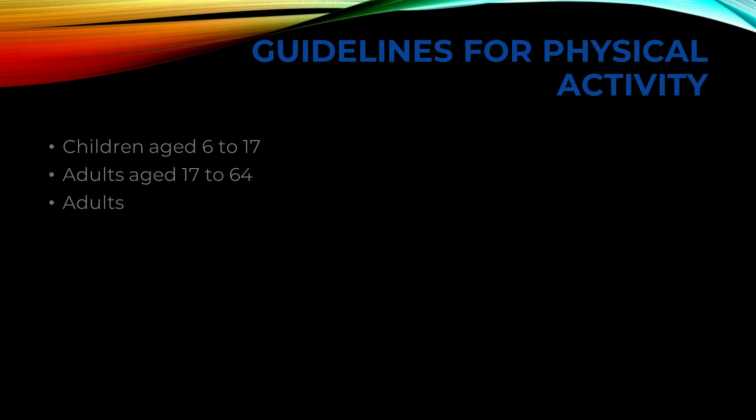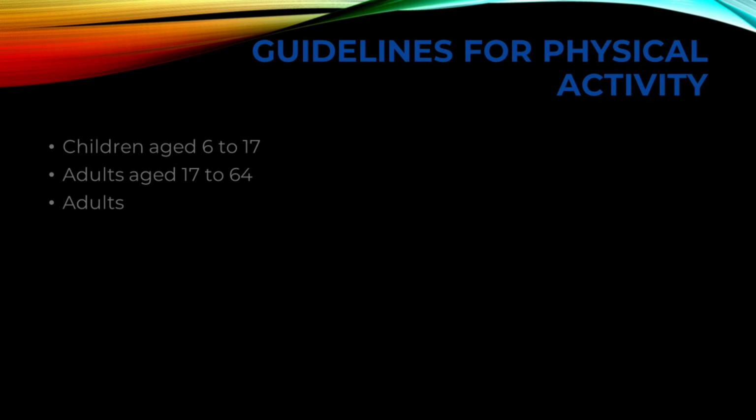In terms of physical activity guidelines, children aged 6 to 17 should get at least 1 hour of physical activity a day, which should include aerobic exercise, high intensity 3 times a week, muscle strengthening 3 times a week, and bone strengthening exercises 3 times a week. Adults aged 18 to 64 should get at least 150 minutes of moderate intensity exercise a week or 75 minutes of high intensity exercise a week. Adults should strength train at least 2 times a week, and 300 minutes of exercise would be recommended for the best health results.